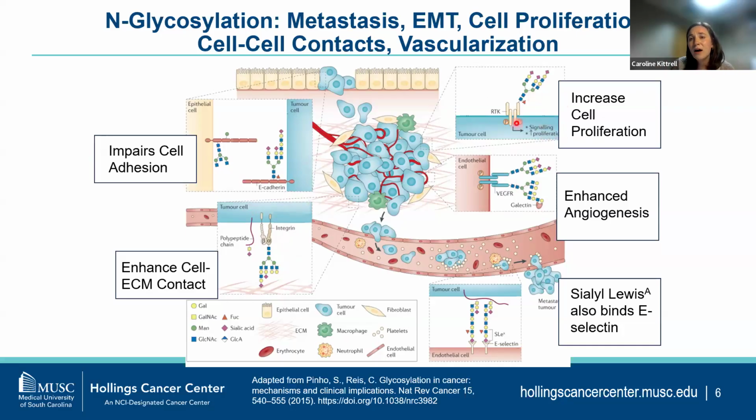Additionally, different glycans can modify receptors such as receptor tyrosine kinases like EGFR to promote cancer cell proliferation. And they can also modify other receptors like VEGF to enhance angiogenesis. Finally, glycans can bind, specifically I'm talking about sialyl Lewis A and X glycan moieties can bind lectins within our endothelium, as far as within vasculature, and can promote metastasis of cancer cells.